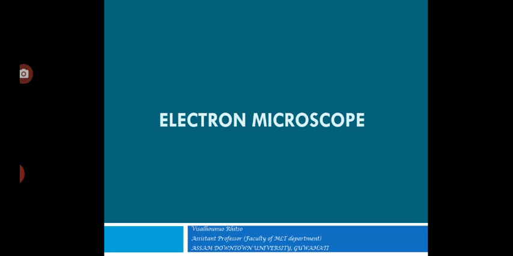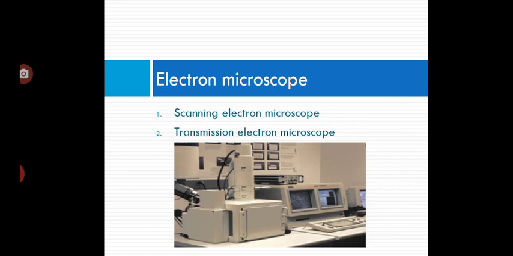There are two types of electron microscopy, which are scanning electron microscopy and transmission electron microscopy. The scanning electron microscope is a type of electron microscope that produces images of a sample by scanning the surface with a focused beam of electrons. The electrons interact with atoms in the sample, producing various signals that contain information about the surface topography and composition of the sample.